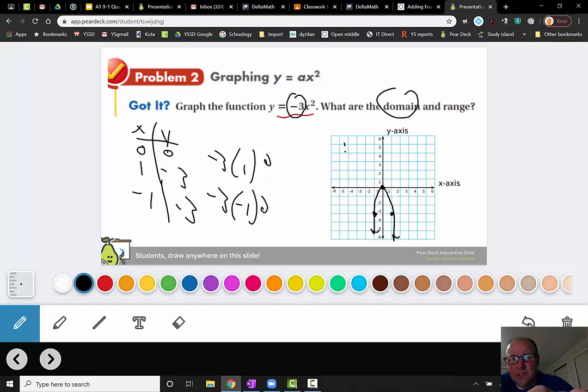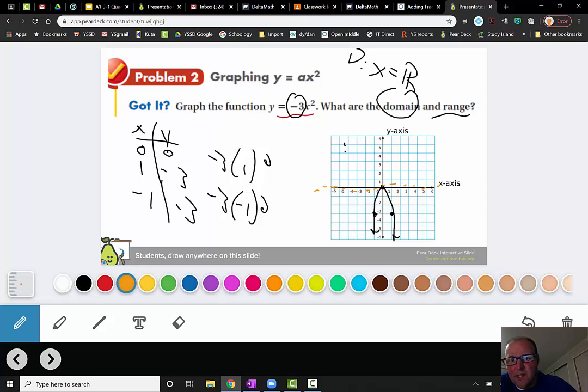Domain. So that's our x values, and that's going to be all reals, because this will continue left and right forever. The range, however, has to do with the y values, and this one is usually pretty tricky for kids. So notice that this is the very top of it, right? This is the maximum value.